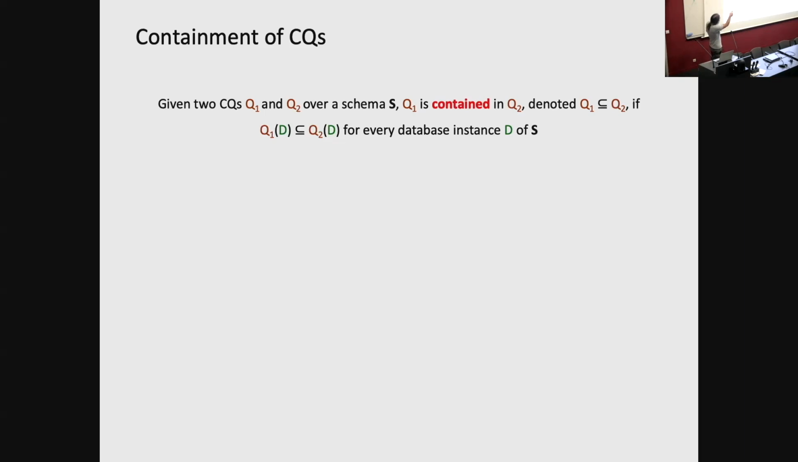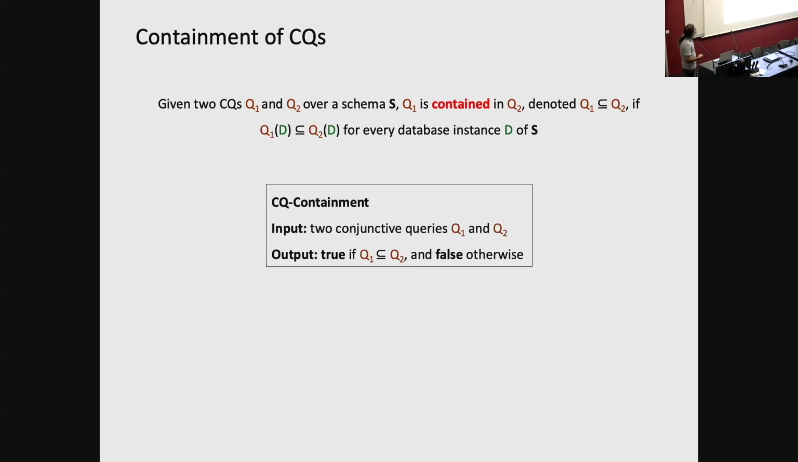So the set of tuples which is in the answer of Q1 over D is a subset of the set of tuples which is an answer to Q2 over D. And let me stress that this is for every database, right? For every finite database instance of S. So it's a strong statement, right? So Q1 being contained in Q2 involves infinitely many databases, right? It's a strong statement. This is containment. And a very interesting task related to this notion is checking for containment, right? So we get as an input two conjunctive queries, and the question is whether Q1 is contained in Q2.